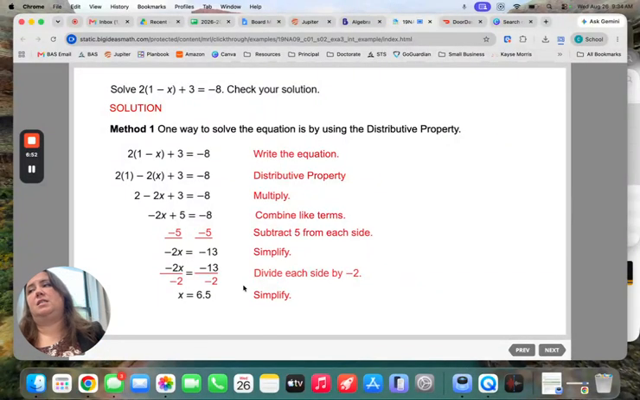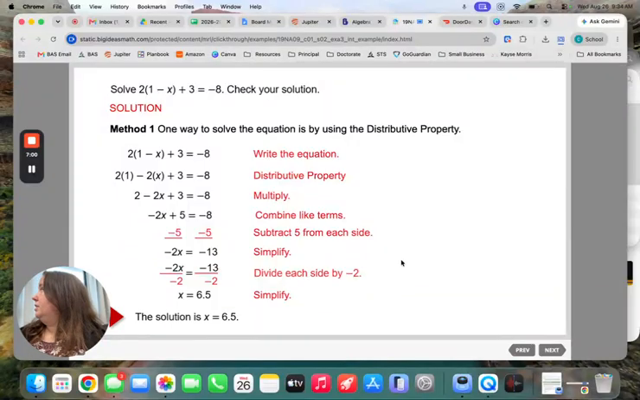Or if you're in Mrs. Cease's class, you can leave it 13 over 2. I'm okay with improper fractions. Okay, so your answer is x equals 6.5 or 13 over 2. I will wait.